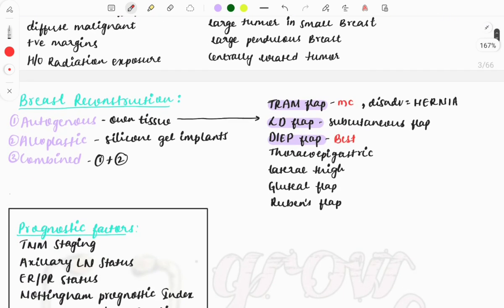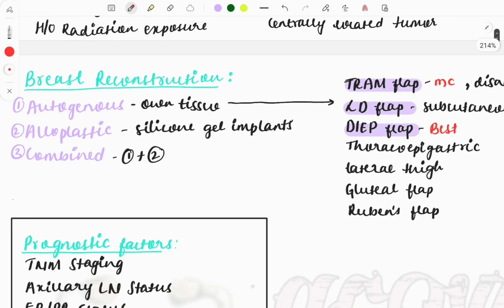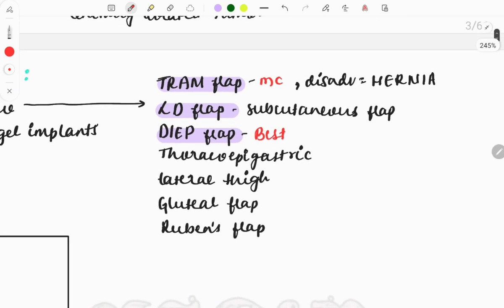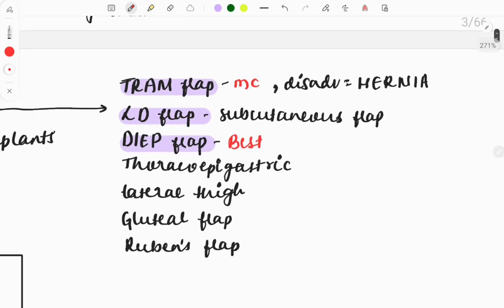Okay. Then breast reconstruction, not that important, but better you read it. So 3 types होते हैं, autogenous, alloplastic, and combined. Autogenous तो we know own tissue ना. Own tissue में क्या क्या आएगा? TRAM flap, this one is important, and also this DIEP, deep inferior epigastric something this stands for. Okay, so the TRAM flap is the most commonly used, but the disadvantage is that it will be causing hernia. And LD, latissimus dorsi flap, it is the subcutaneous flap, but the best flap is this DIEP.